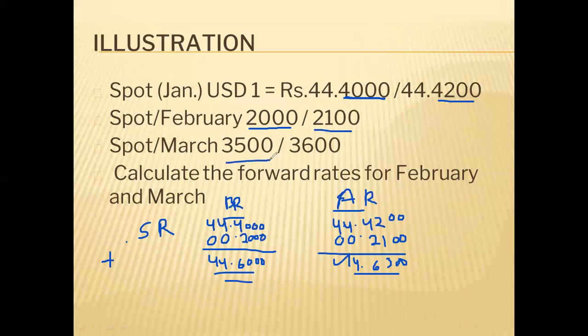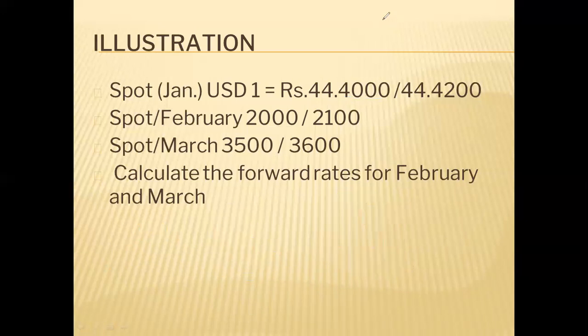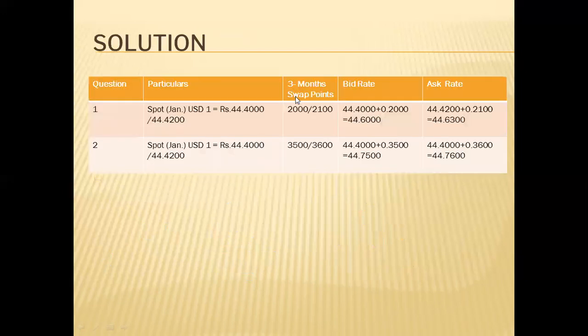Similarly, you can do it for March also. See, spot rate, three months forward rate, we have added it. Here you can see more clearly how we have presented the data. Just see that after the point, the digits should be the same in the spot and the forward, or you can make the relevant adjustments properly. Then you can add it, and you will get the answer. Similarly, you can do it for March also. Why we have added, we also know, because here swap points are increasing. For March also it is increasing only. So that's why we will do the addition.